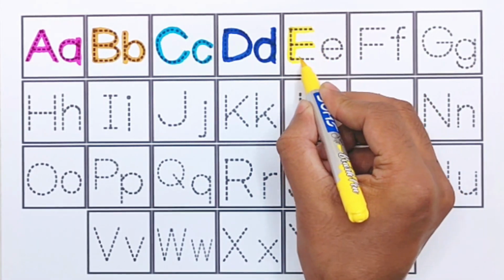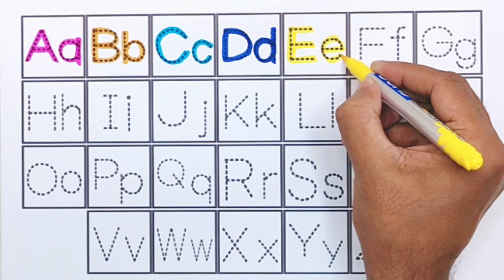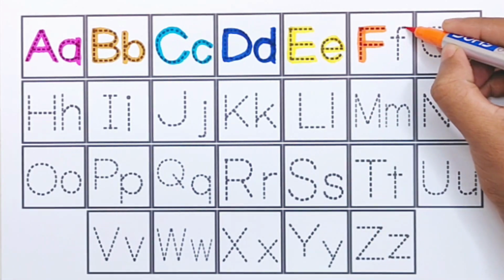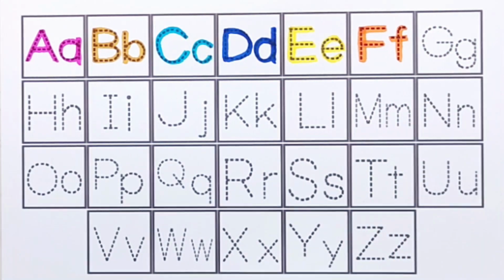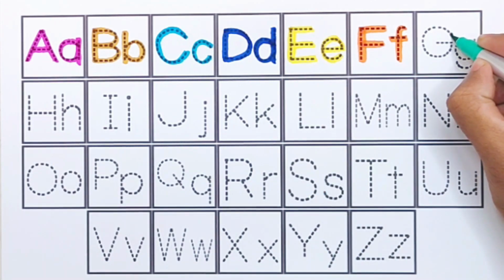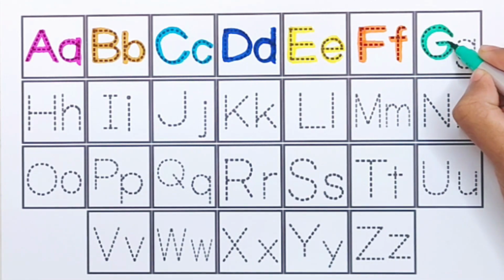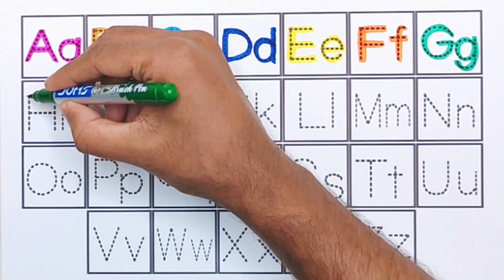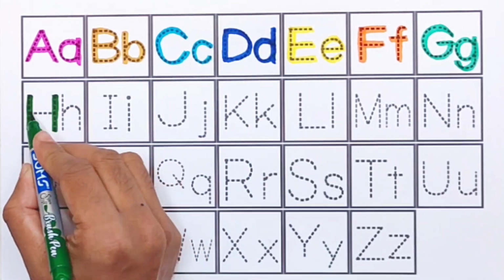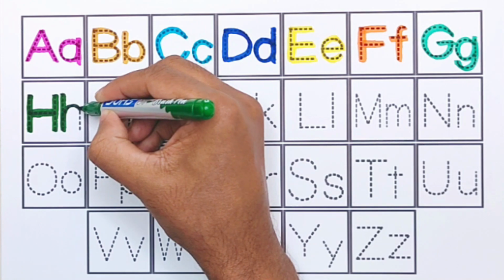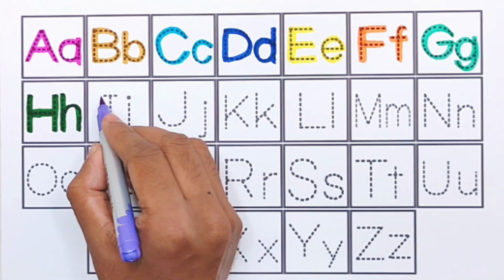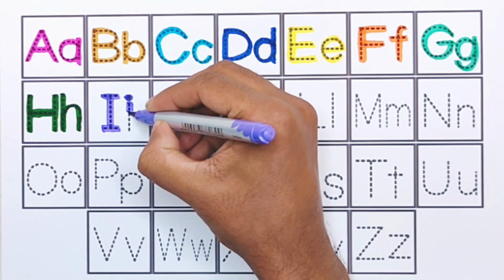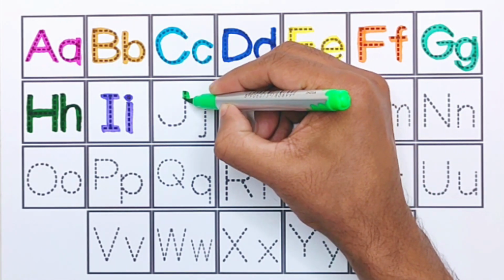E for egg, E for eagle, orange color. F for fish, F for flower, sea green color. G for grapes, G for garden, green color. H for hand, H for heart, purple color. I for ice cream, I for igloo, light green color.